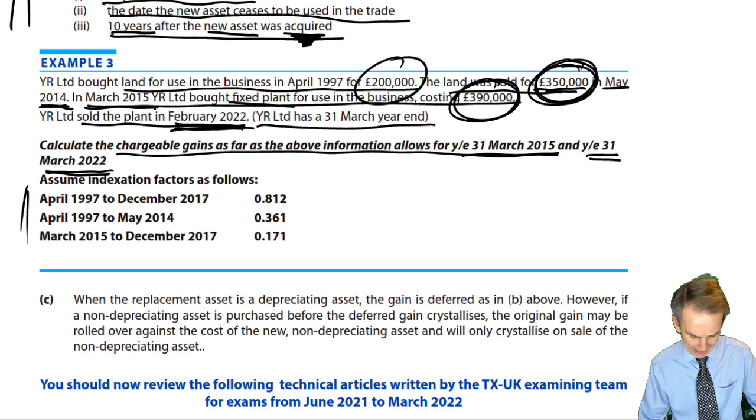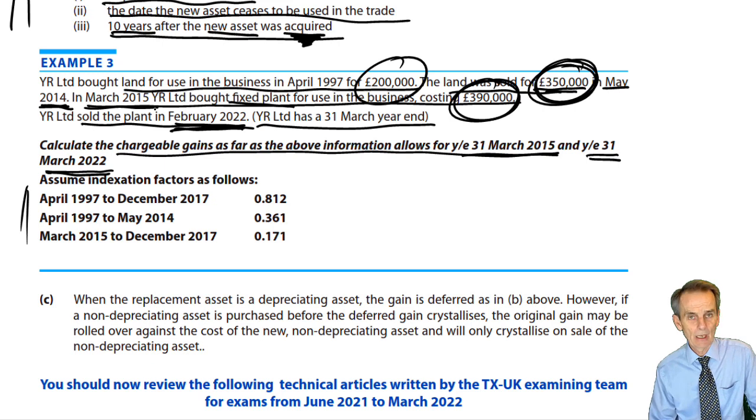But because of the sale of the fixed plant in February 22, we're not going to have to wait around until the year ended March 25. In this, the year ended 31st of March 22, the deferred gain will crystallise.